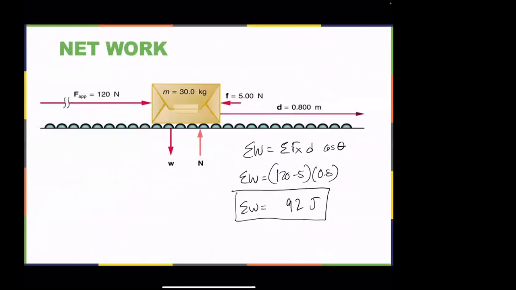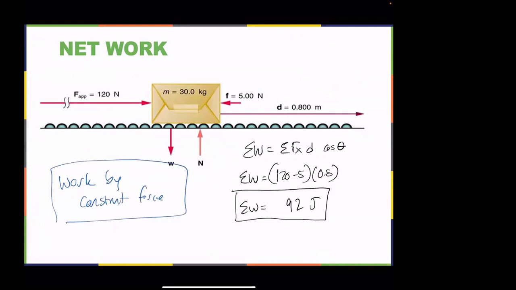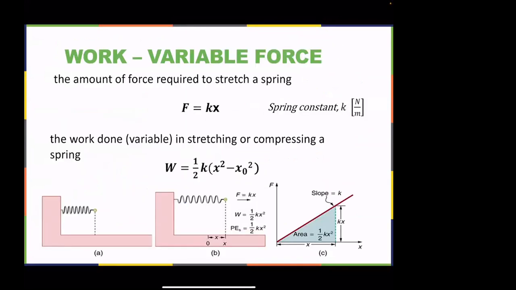These are all work by constant force. That means you apply the 120 newtons and the 5 newtons in this problem over the entire distance. Springs and elastic bands apply variable forces. Like if you're lifting with a workout band, the higher the band or the more stretch in the band, the harder it is to use. It gets more difficult because variable forces like springs and bands change over time.